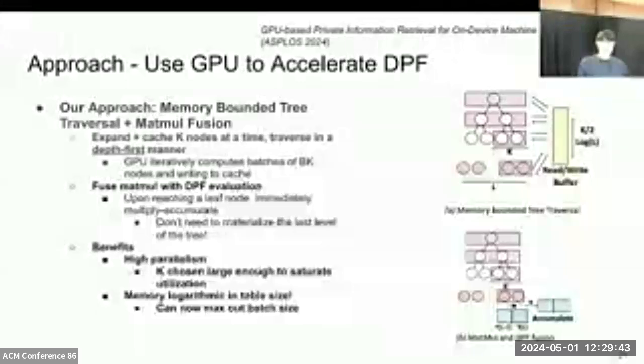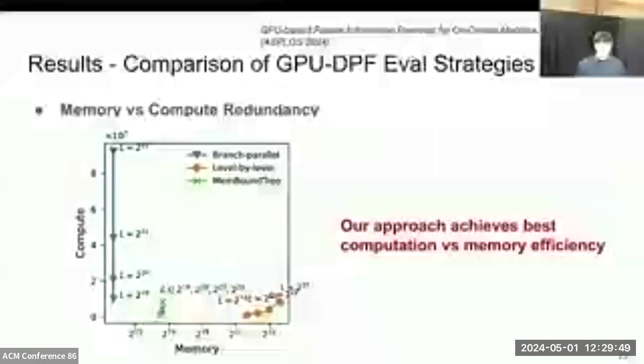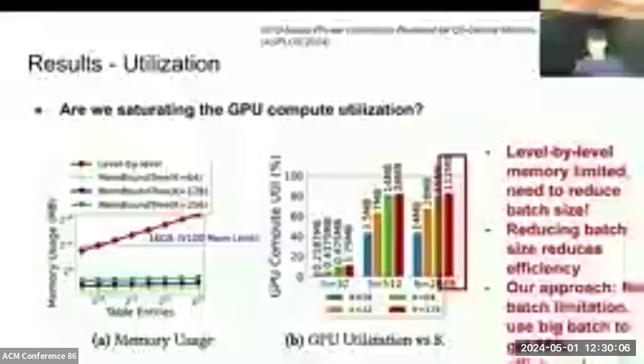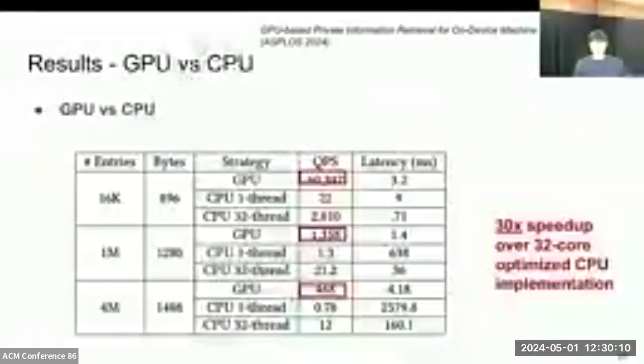really maxing out parallelism by choosing K to be large enough to saturate utilization. And so in the results, we see that our approach is not only not computing redundant results, but also highly efficient in terms of memory. And in the plot of queries per second versus latency, we're getting very high GPU utilization by really maxing out batch size. And what that ultimately leads to is a 30x speed up.